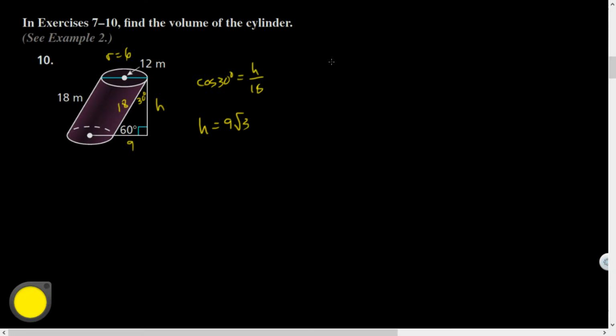So I think the volume will equal the area of the base, which happens to be a circle. So I'll use pi r squared, so pi times 6 squared, multiplied by the height, which is now 9 square roots of 3. And I'm going to get 36 times 9. I feel like that's definitely something I should know. 324. Nope, I don't feel like I should know that anymore.